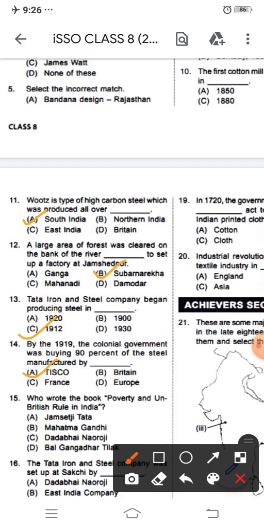Next is, who wrote the book Poverty and Un-British Rule in India? Options: Jamshedji Tata, Mahatma Gandhi, Dadabhai Naoroji, Bal Gangadhar Tilak. The correct answer from this I'm going to choose is Dadabhai Naoroji.